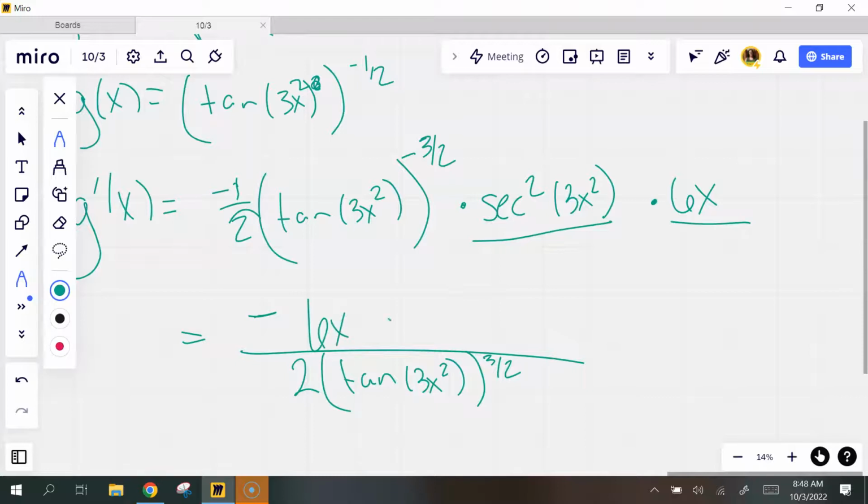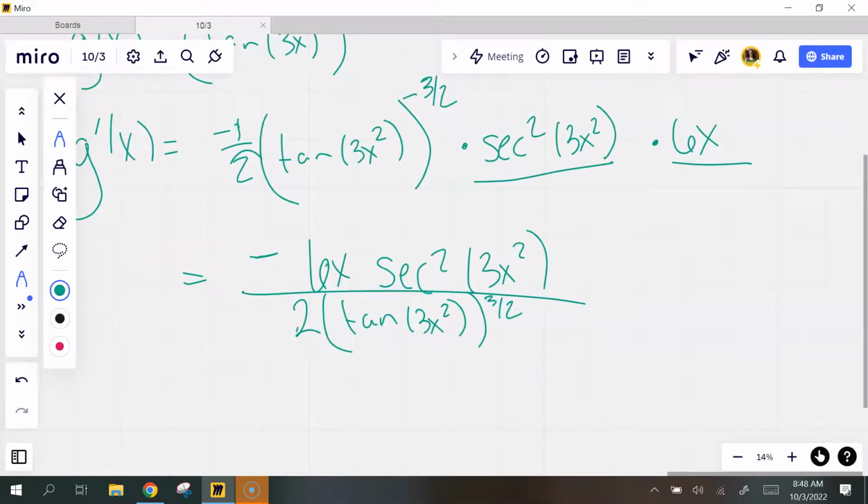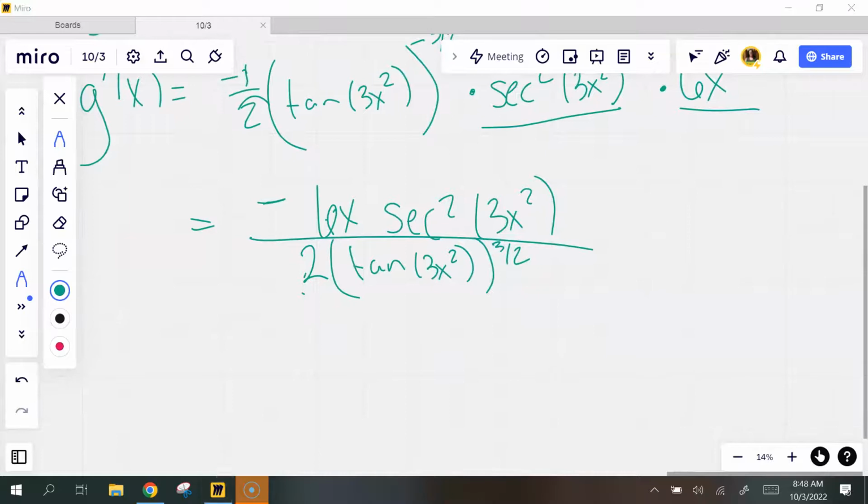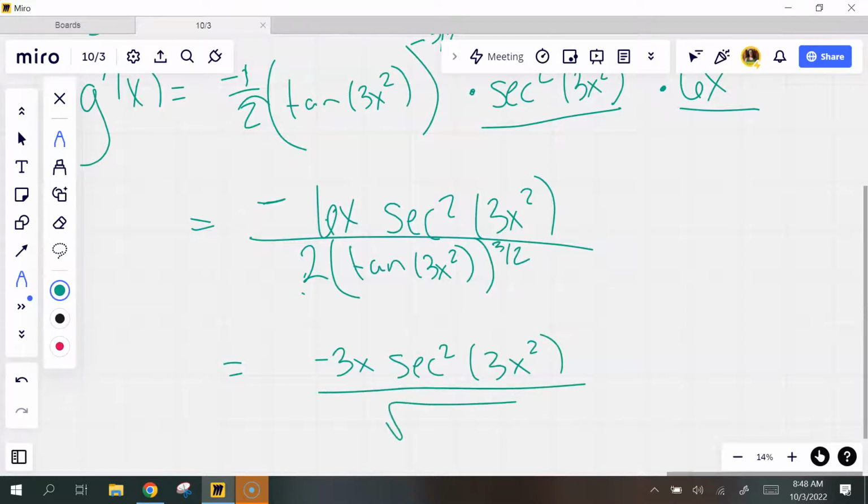6x secant squared. Does that look like anything yet? No. 6 and the 2 can simplify. Change the form there. So that would be square root of tan 3x squared.